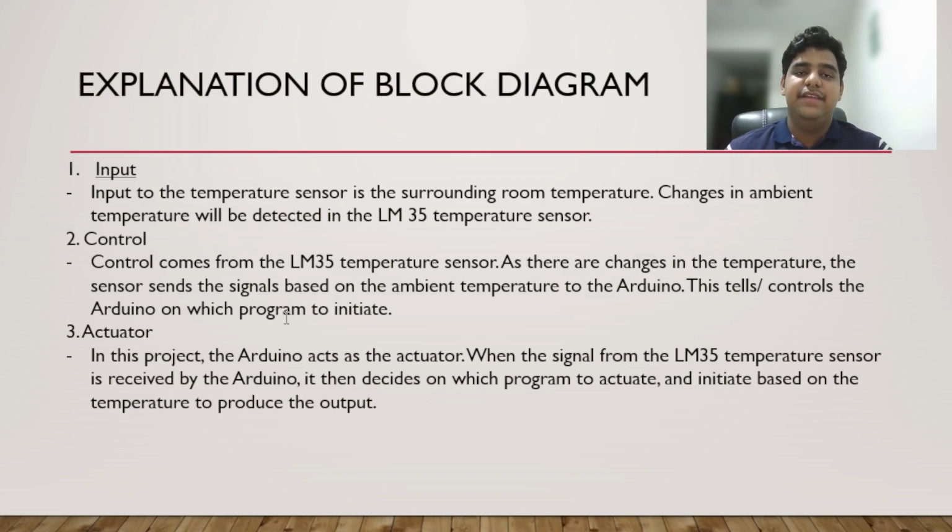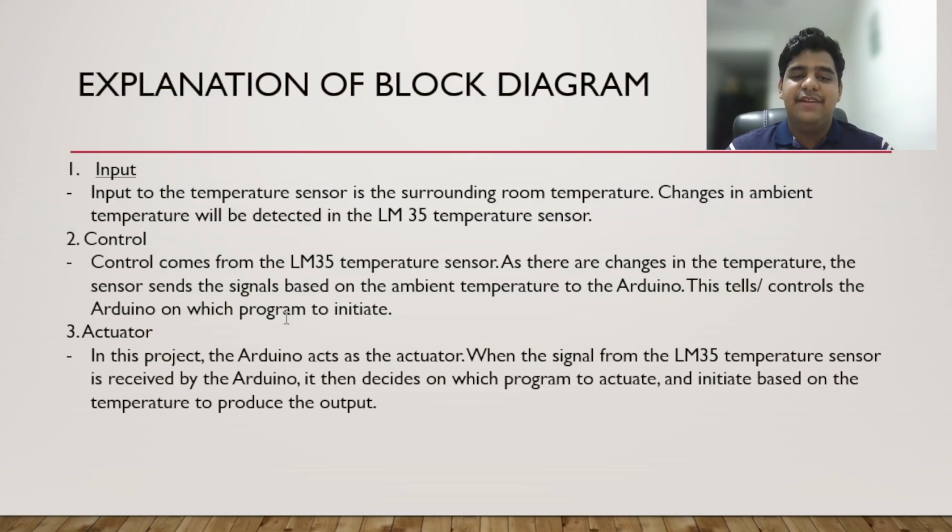So for this part of the mini project presentation, I'll be doing an explanation of the block diagram related to our project. So firstly is the input. So the input to the temperature sensor is the surrounding room temperature. Changes in the ambient temperature will be detected in the LM35 temperature sensor.